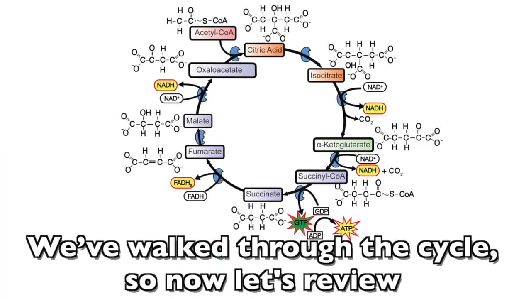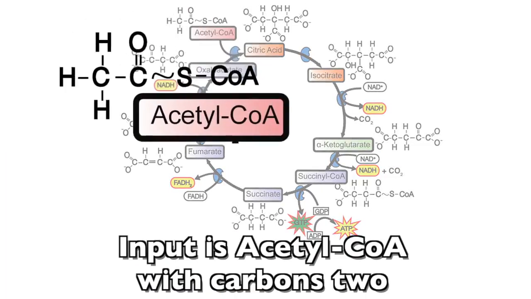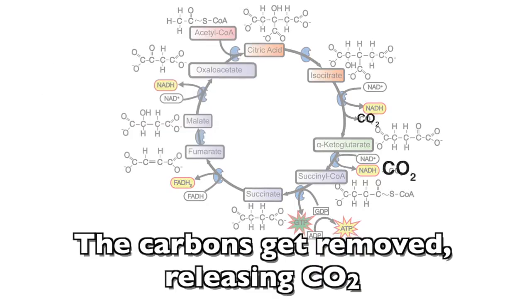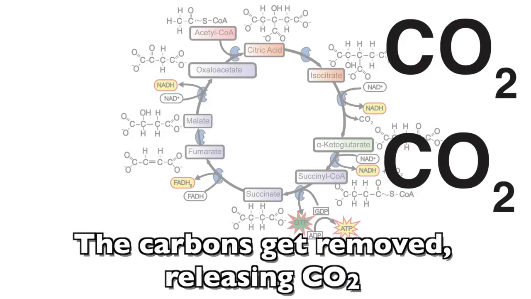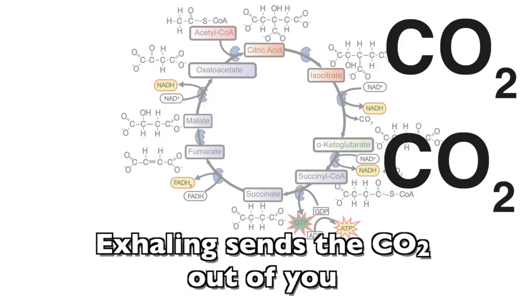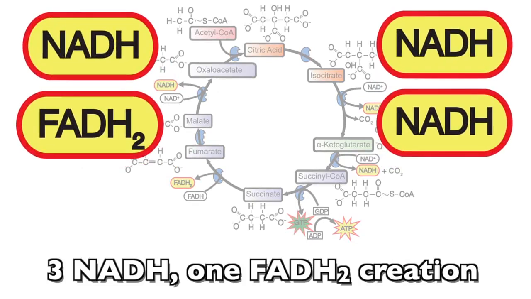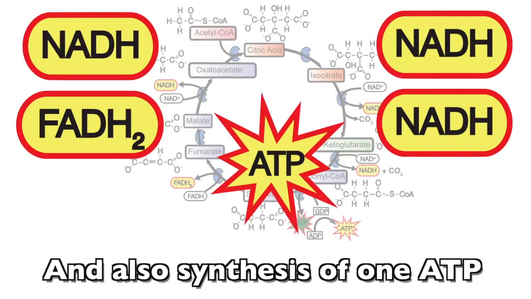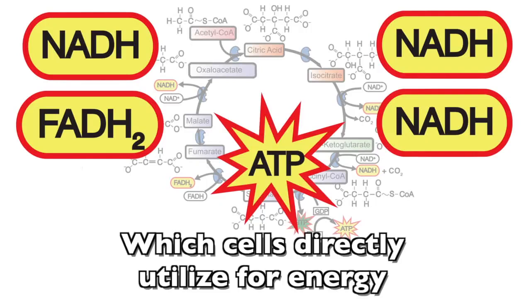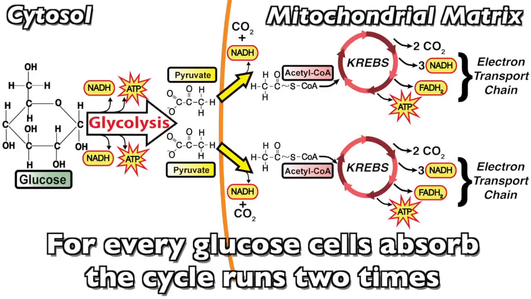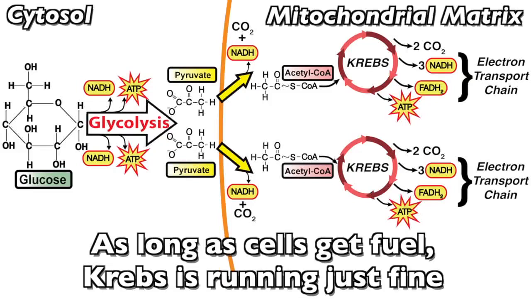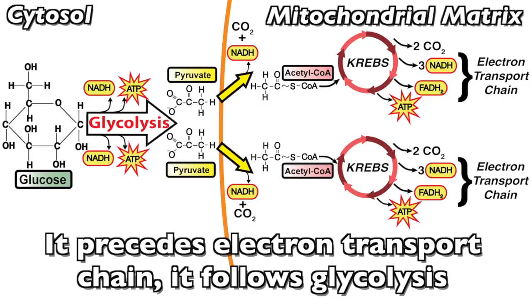We've walked through the cycle, so now let's review. Input is acetyl-CoA with 2 carbons. The carbons get removed, releasing CO2. Exhaling sends the CO2 out of you. The cycle's functions: energy transformation, 3 NADH and 1 FADH2 creation, and also synthesis of 1 ATP, which cells directly utilize for energy. For every glucose cells absorbed, the cycle runs 2 times. As long as cells get fuel, Krebs is running just fine. It precedes the electron transport chain, it follows glycolysis.